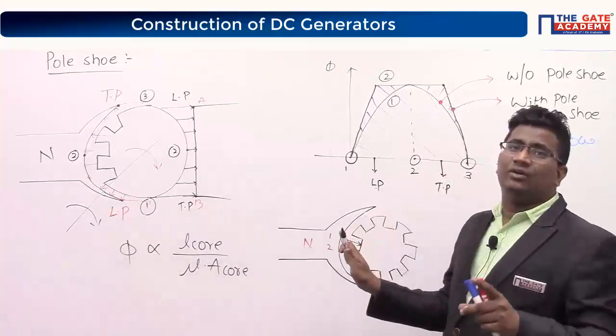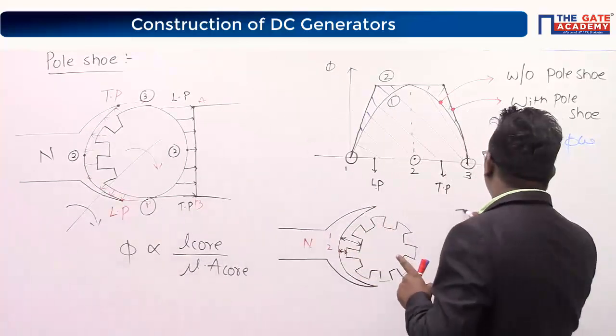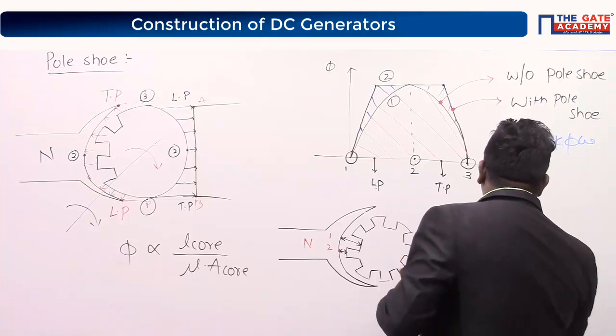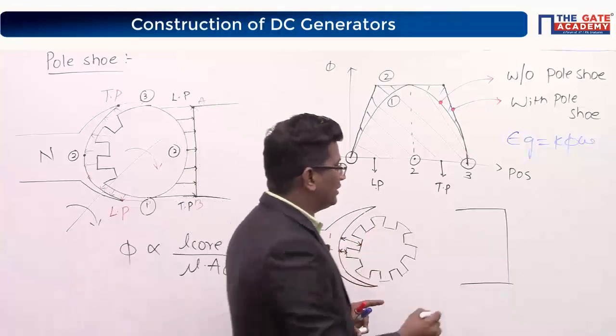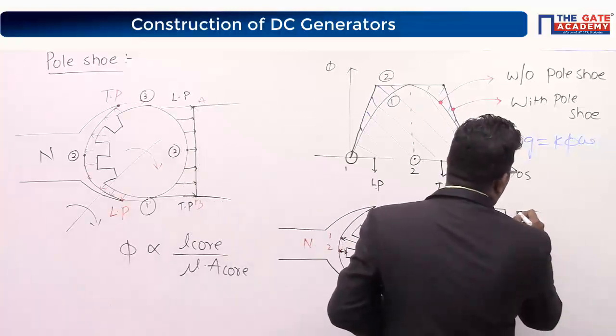For sake of understanding only I am taking a square pole. Basically we will have only pole shoe. Look at the board here.